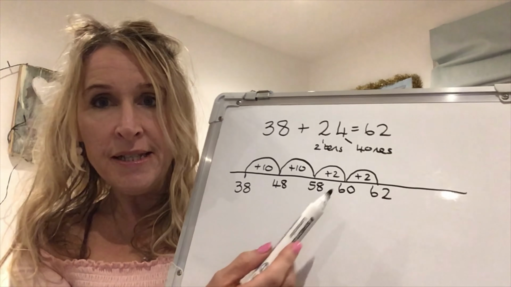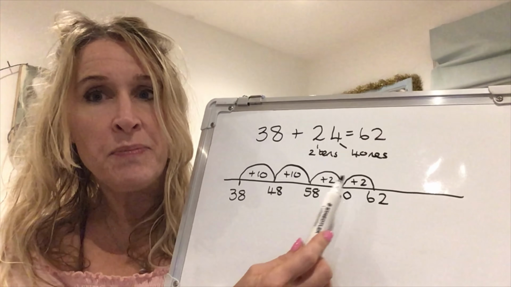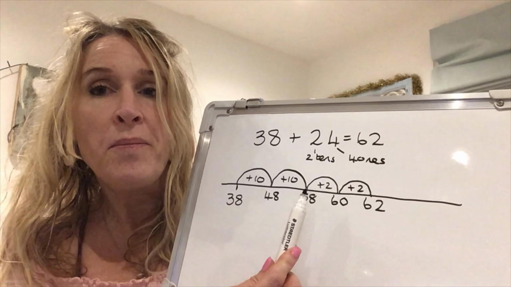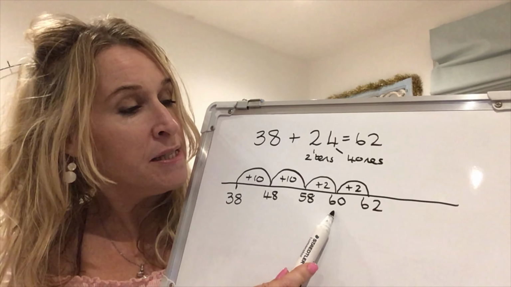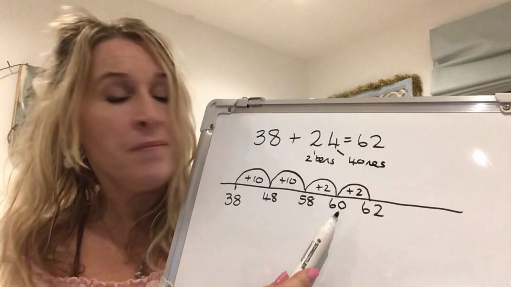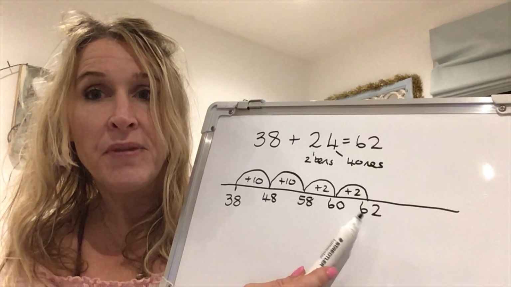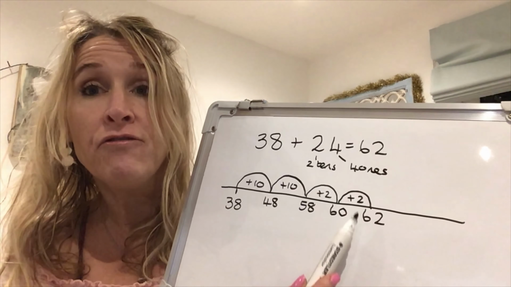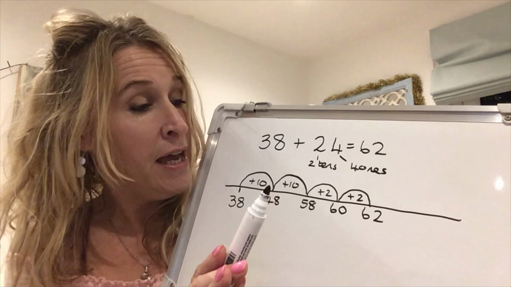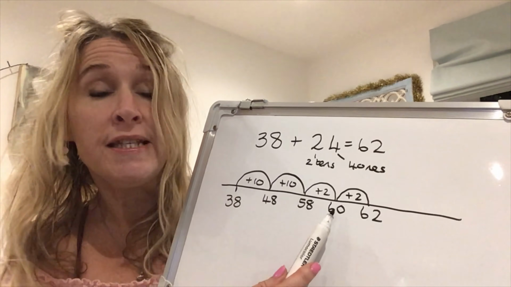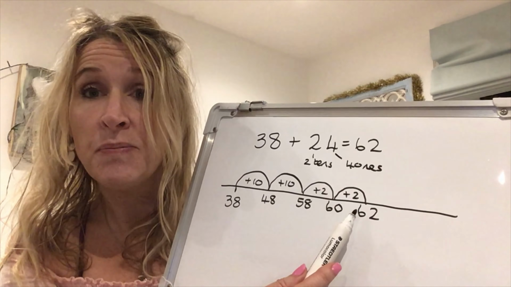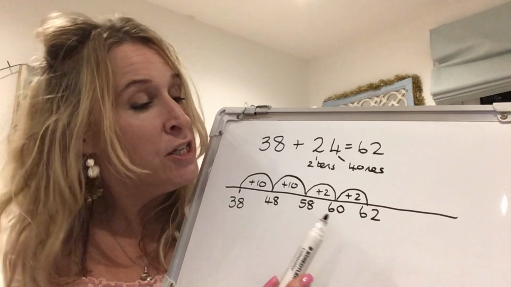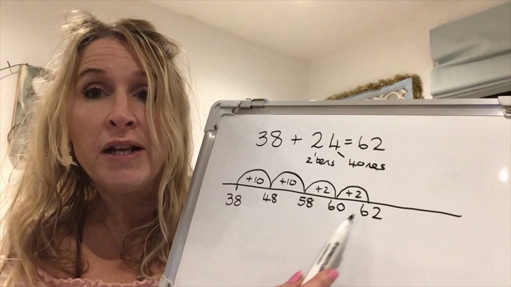Now, if your child isn't quite ready to do this bit yet, this is called bridging, where we're bridging up to the next multiple of 10, because then it makes it easier to add the rest on. If your child isn't quite ready to do that bit yet, they can still add on in 4 ones. That's perfectly okay. Or maybe they add on in 2 ones and get to 60 and then can do the next bit in a jump of 2. That's okay too. But this is where we would like them to aim for.